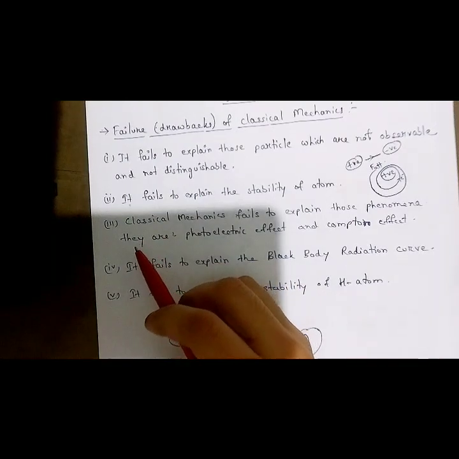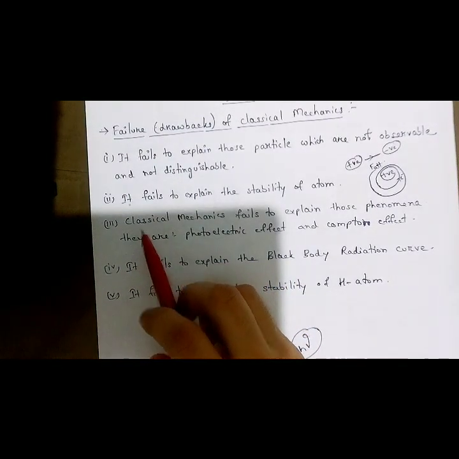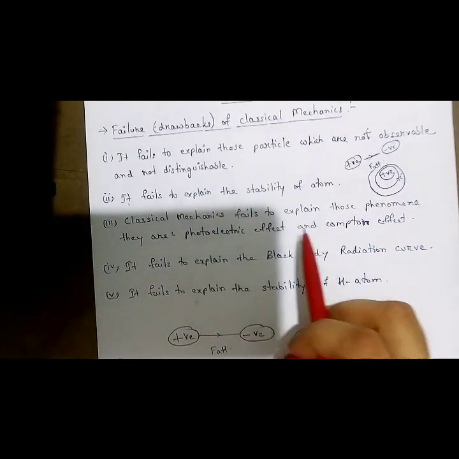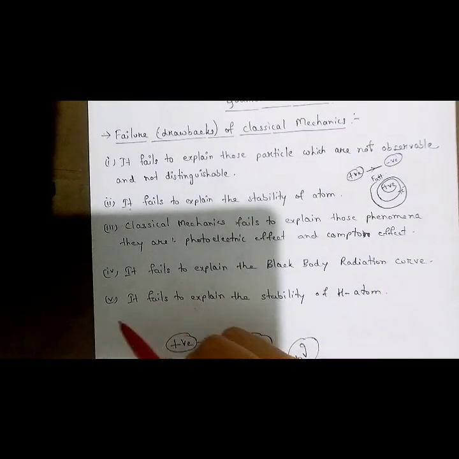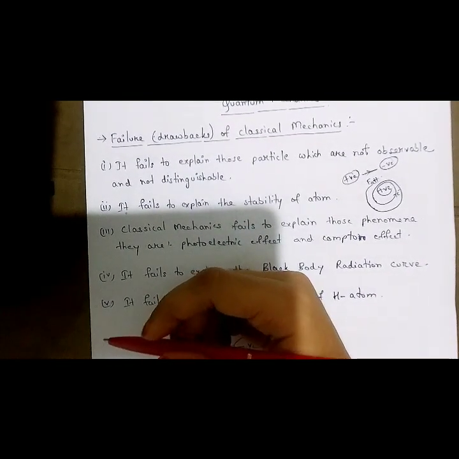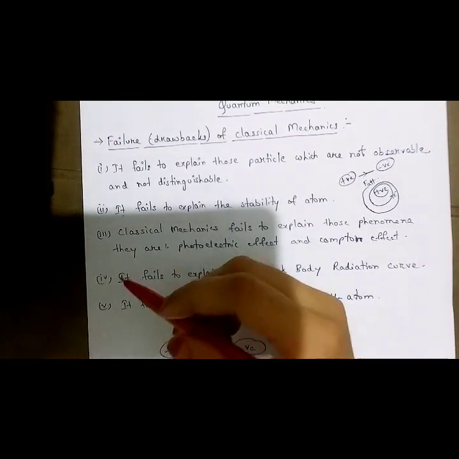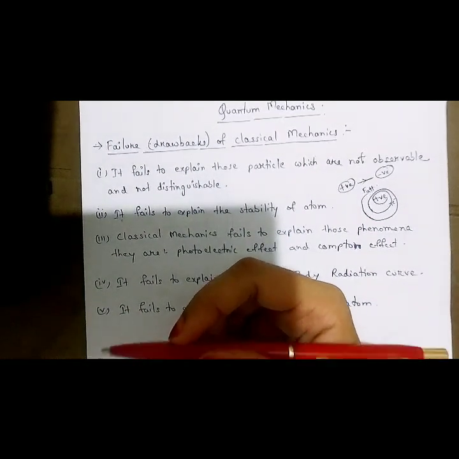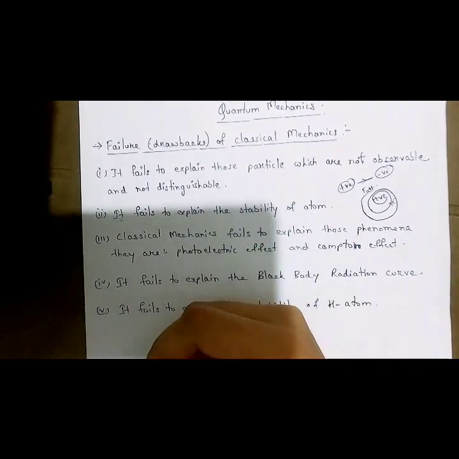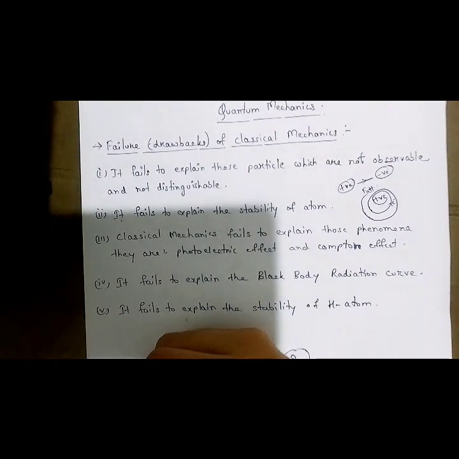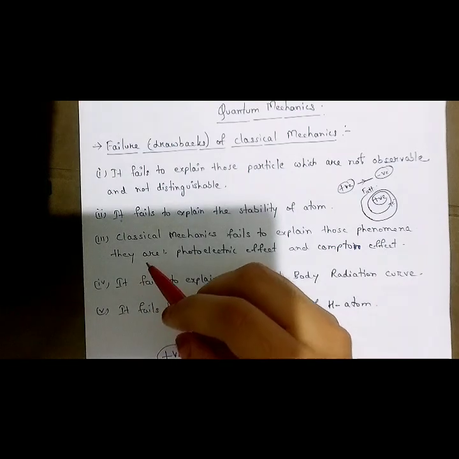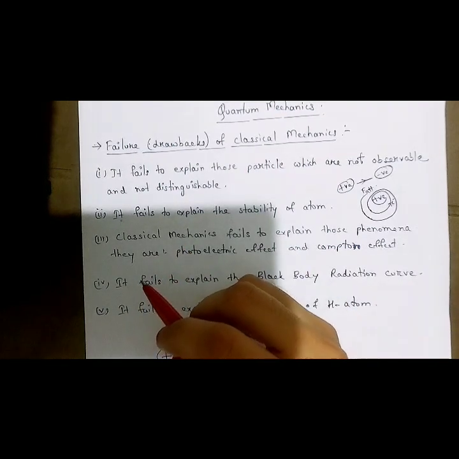Now moving to the next point, which is the third point. Classical mechanics fails to explain phenomena such as the photoelectric effect and the Compton effect. Classical mechanics successfully explains only interference, diffraction and polarization, and it can explain all of this with the help of the wave theory of light. But classical mechanics fails to explain the photoelectric effect and the Compton effect.